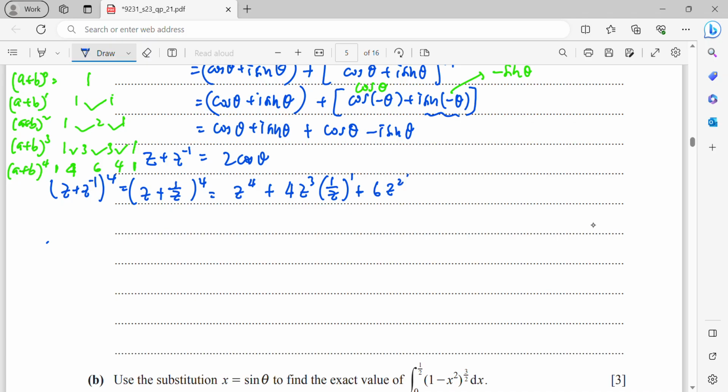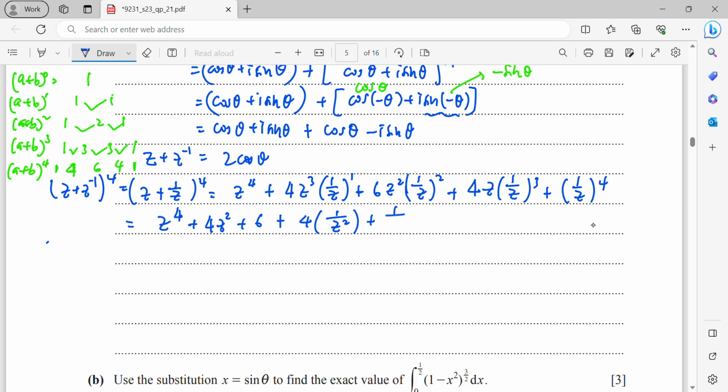Then 1 over z squared plus 4z times 1 over z cubed, then plus 1 over z to the power 4. Okay, so from here I will get z to the power 4. When you simplify the second term, z cubed over z is actually z squared. Then the third term will be just 6. Now the next term is z over z cubed, which means you are getting 4 brackets 1 over z squared, and then lastly it will be 1 over z to the power 4.